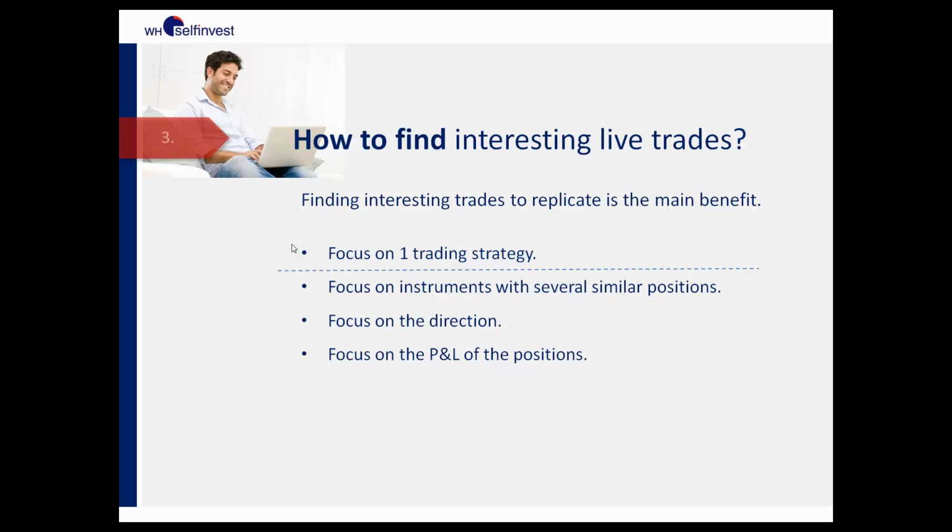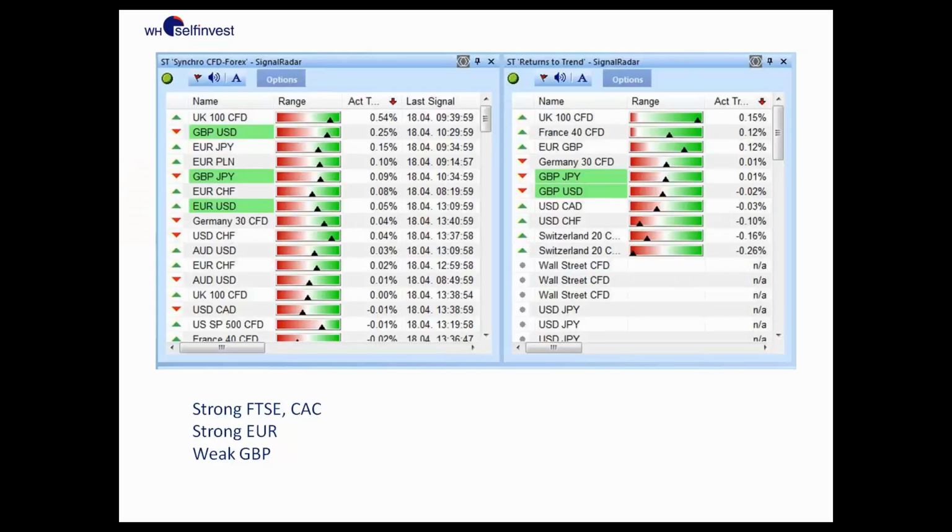I've taken a static image just to show an example. Here I have only 2 tables open. Like I said, there are much more tables, and you can open all of them, but let's just take a more focused view, and let's look for instruments with strategies which have similar positions.